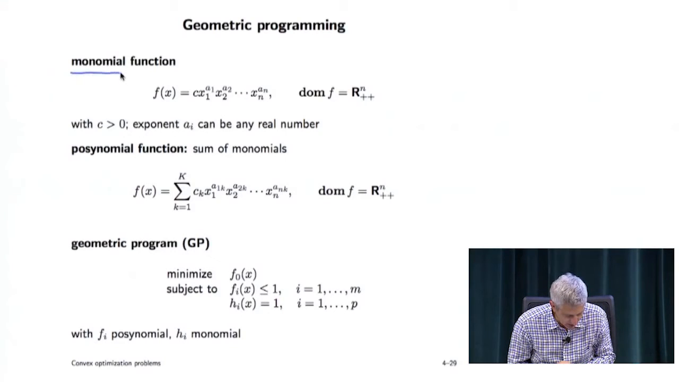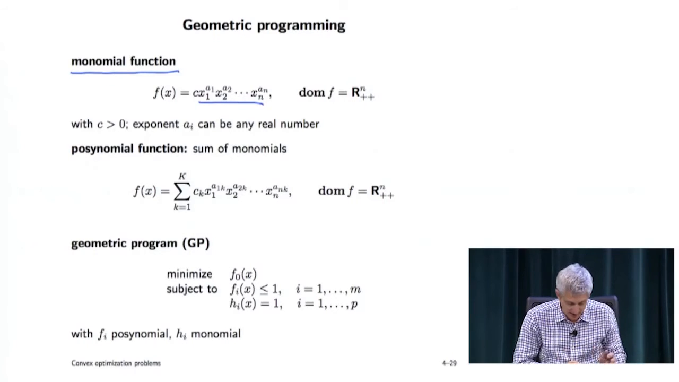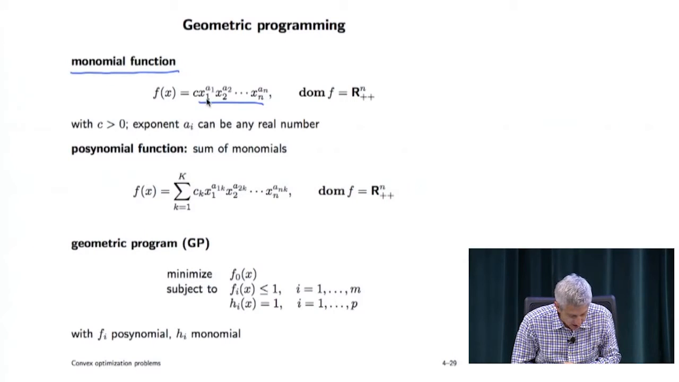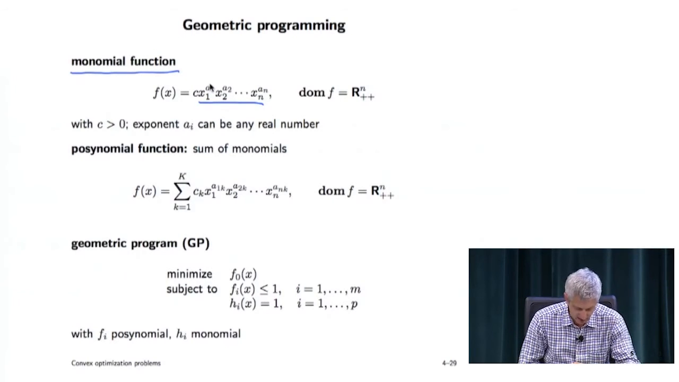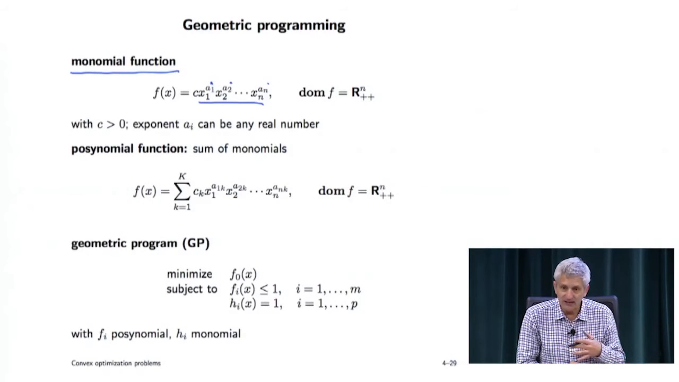In geometric programming, you refer to a monomial as a function that looks like this. It is a product. They're variables. The variables are all positive in geometric programming, so they're all positive numbers. It's a product of these variables, each one raised to a real power. So these exponents, a1, a2, up to an, they can be negative, they can be fractional, anything. And the coefficient has to be positive. And this is called a monomial.